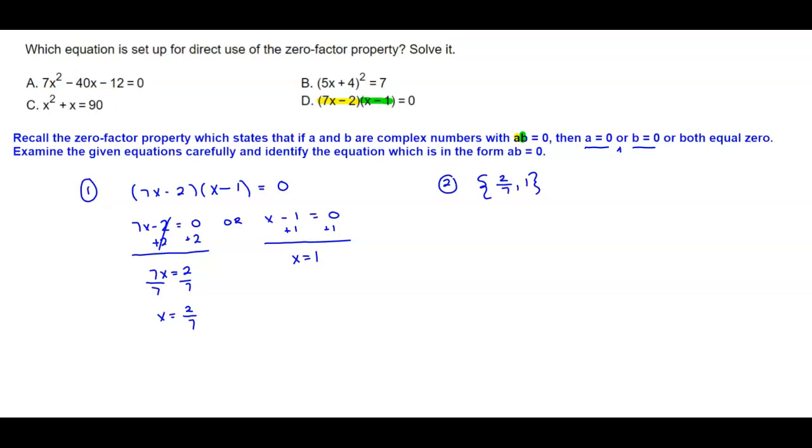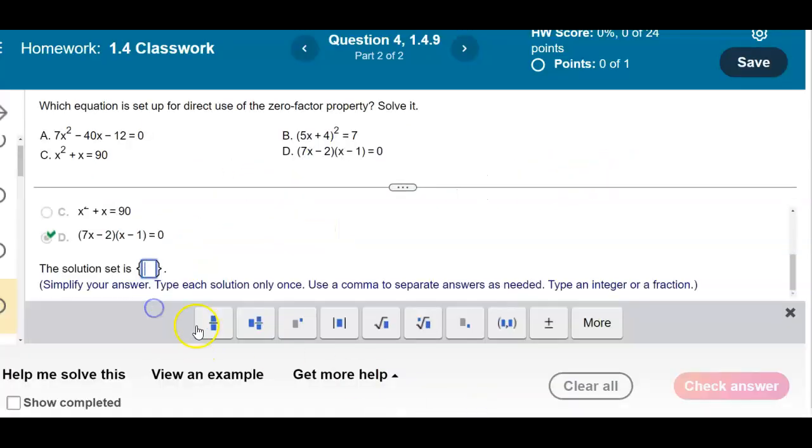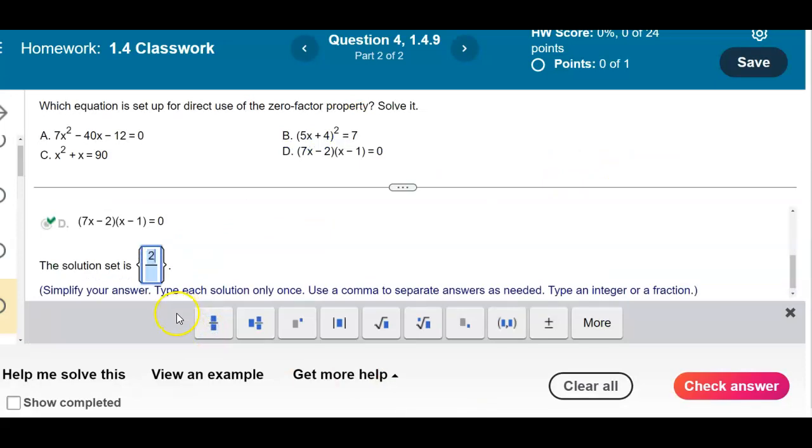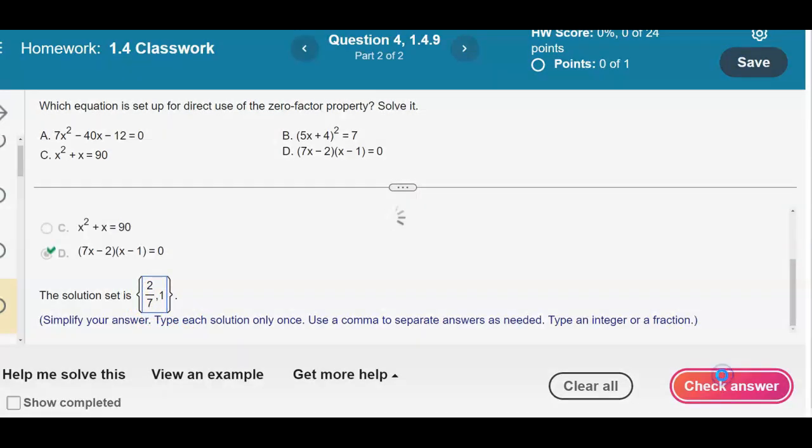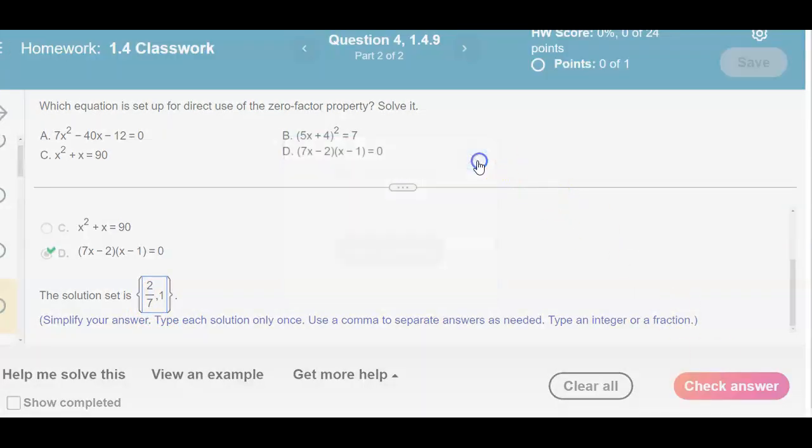So let's go ahead and plug that in. 2/7 and 1. So over here, put in the fraction bar, 2/7 and then 1. Check our answer. And there is our result.